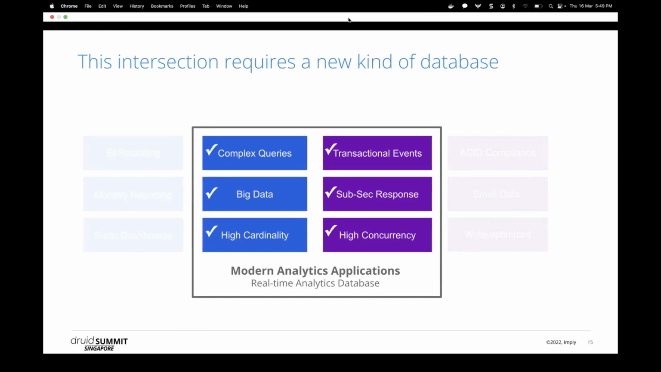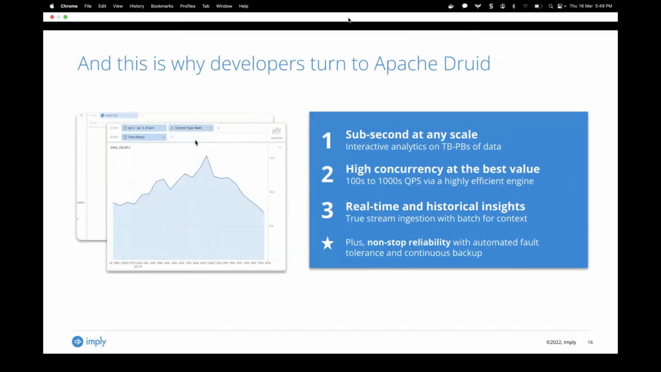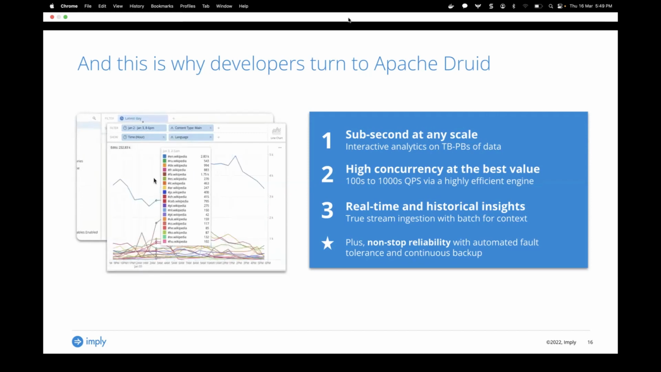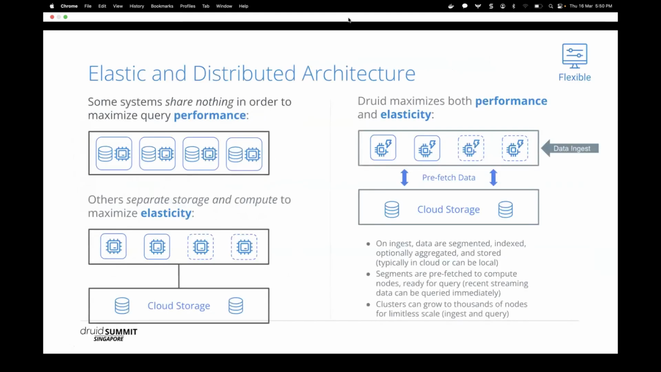Right? This is what we're thinking about. So just to summarize, these are the three requirements you want: sub-second at any scale, high concurrency at the best value, real-time and historical insights. Why is Druid the best database to do this? Now, there are a number of things which Druid does which is unique.